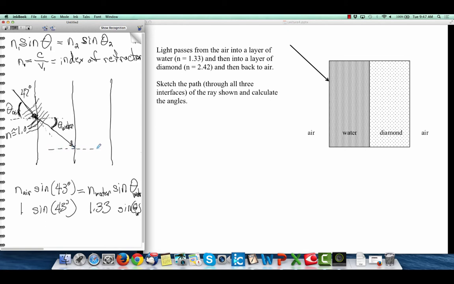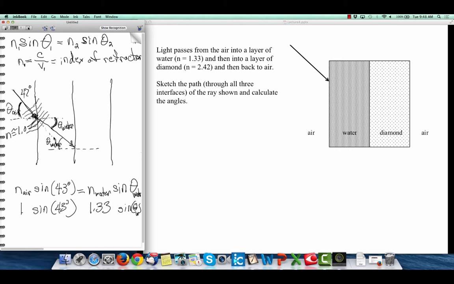Obviously, I'm not great at sketching perpendicular lines, but that's another line that's perpendicular to the interface where the ray hits. If this angle right here that we got from the first interface is theta water, and these two interfaces are parallel to each other, which they are, then this angle right here is the same. I hope you can see that those two are the same if you look at it long enough.